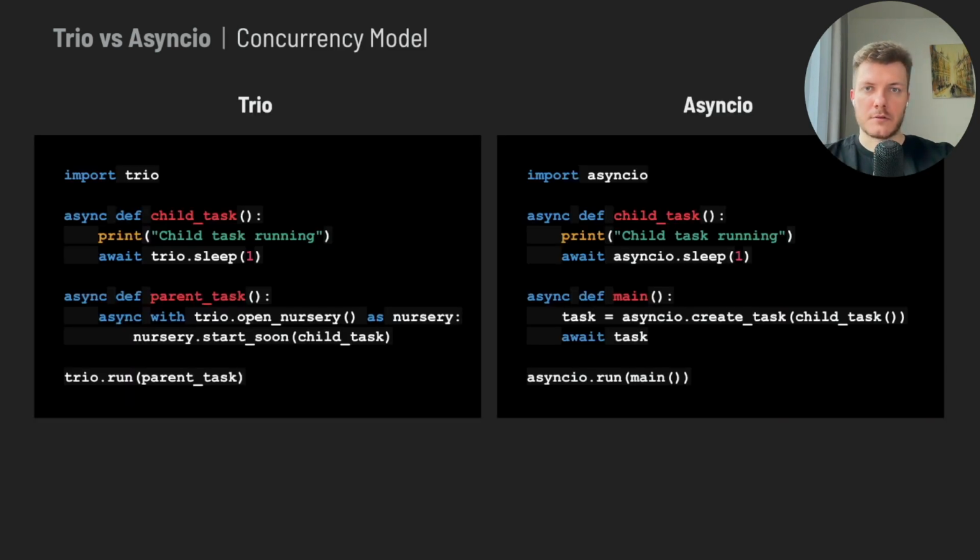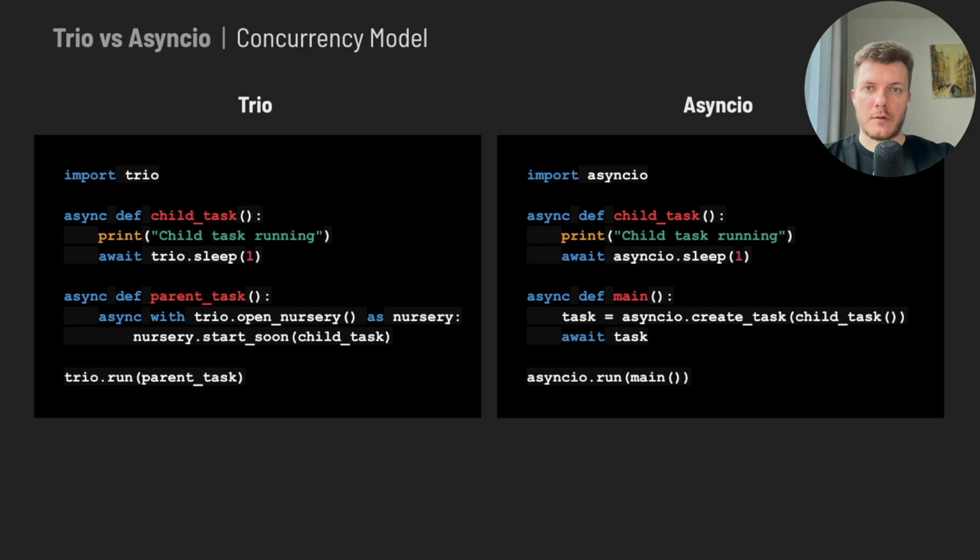In Trio, asynchronous tasks are managed within nurseries, providing explicit scoping. The syntax highlights the hierarchical structure of task dependencies. Asyncio utilizes an event loop where tasks are managed through futures and callbacks.